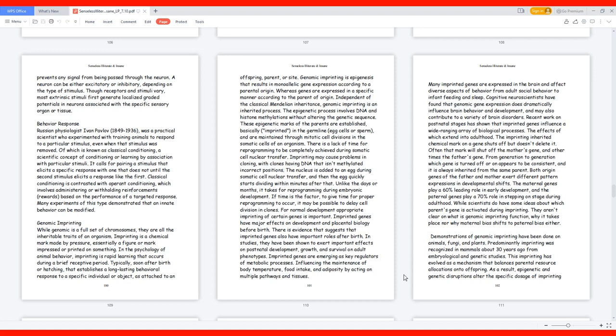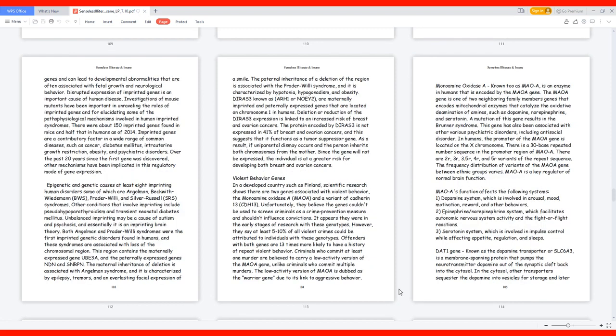As a result, epigenetic and genetic disruptions alter the specific dosage of imprinted genes and can lead to developmental abnormalities that are often associated with fetal growth and neurological behavior. Disrupted expression of imprinted genes is an important cause of human disease. Investigations of mouse mutants have been important in unraveling the roles of imprinted genes and for elucidating some of the pathophysiological mechanisms involved in human imprinted syndromes. There were about 150 imprinted genes found in mice and half that in humans as of 2014.